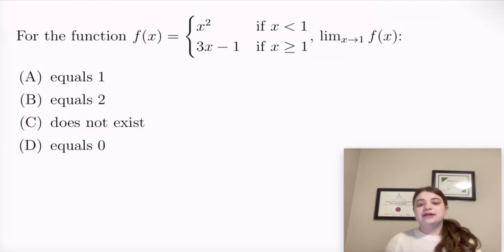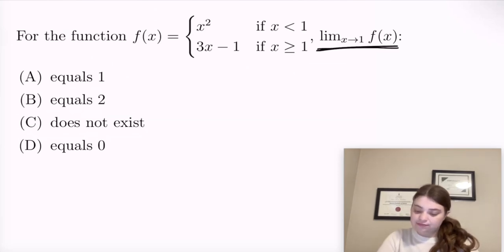All right, and let's try this one here. It says that f of x is equal to x squared if x is less than 1, and if x is greater than or equal to 1, the limit is 3x minus 1. Okay, so basically what we want to know is as we approach from the left and from the right, do we end up with the same value? Because if so, then this limit does have a valid response.